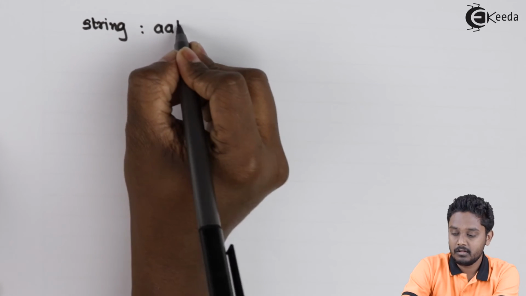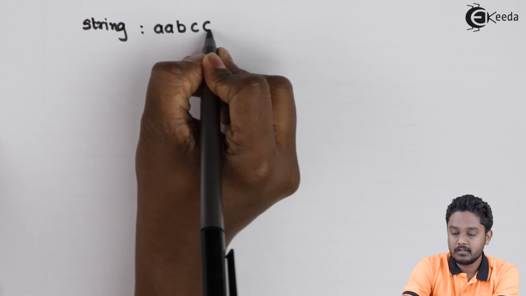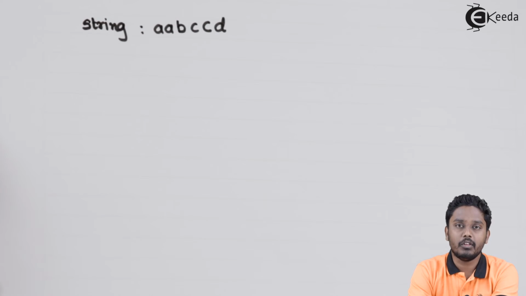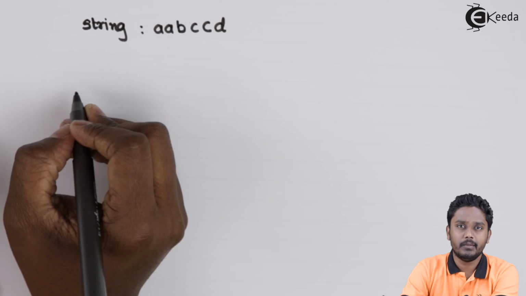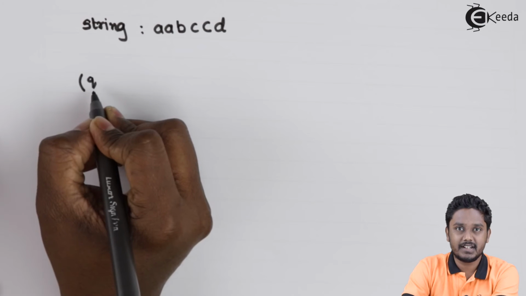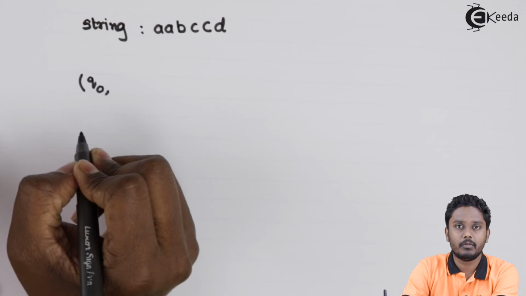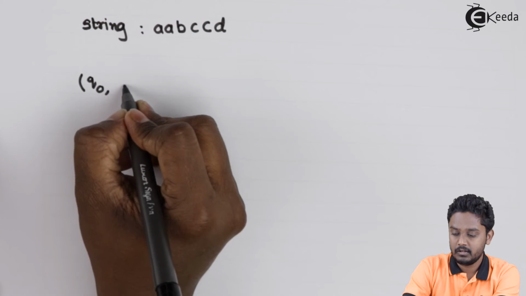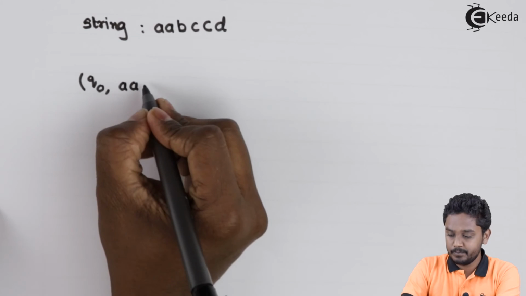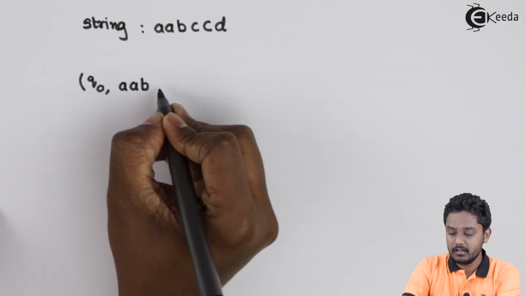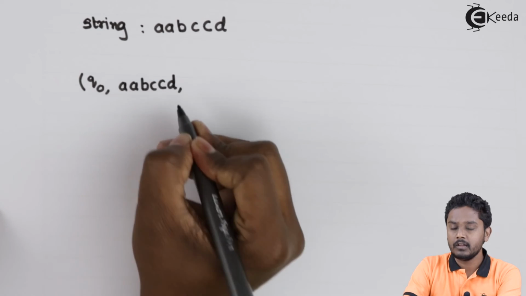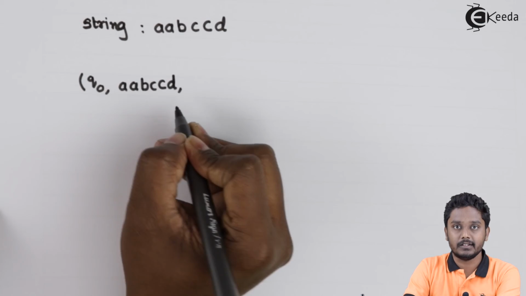AA, B, CC, D. Let us say we are using the first branch. The first transition would be Q0, the initial state. The string hasn't been visited yet, so it is AA followed by B, CC, and D. That's a complete string. Initially, the top of the stack would be Z.